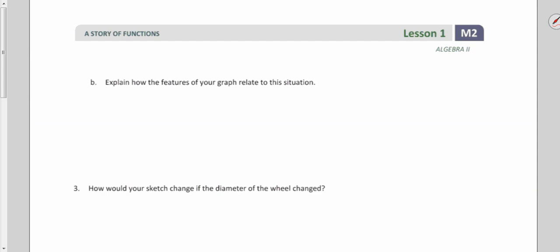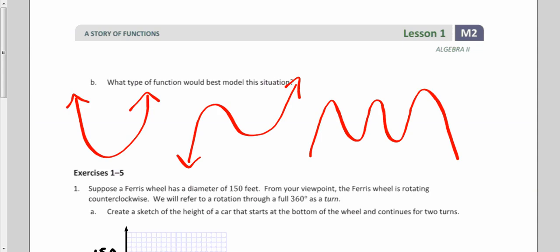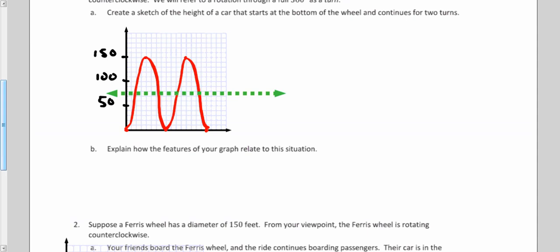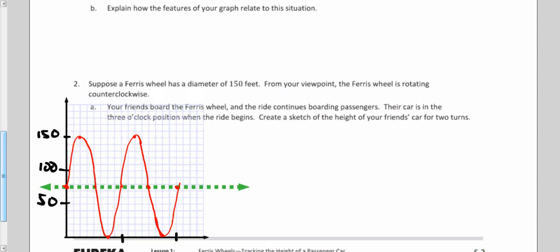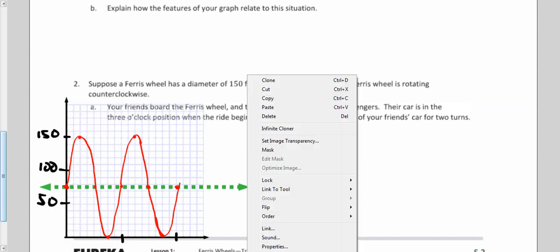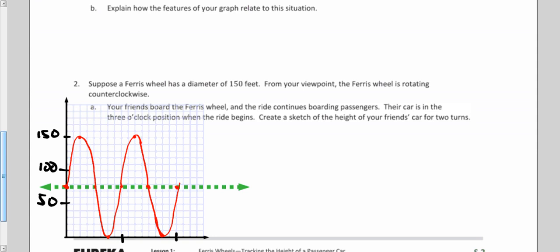Now, it says, explain how the features of this graph relate to the situation. You get to write a paragraph, huh? How fun is that? Let's talk about this, though. Let's copy. I'm going to copy this whole graph that we just made. Let's do it this way then.